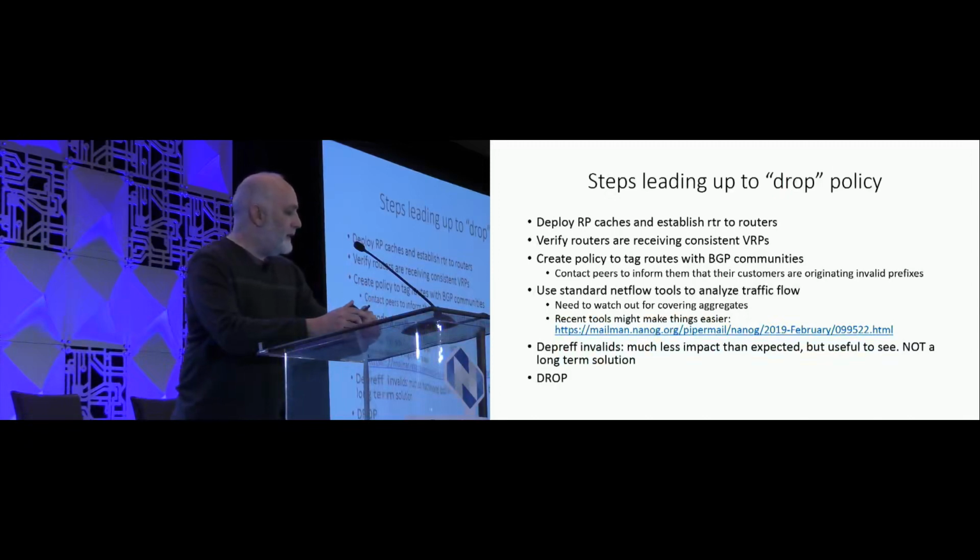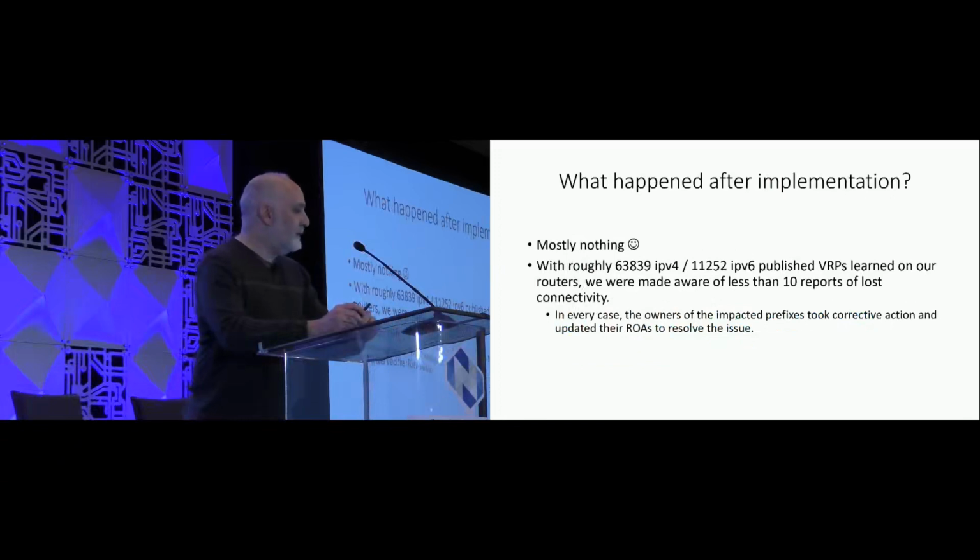We did take an additional step of depreffing those invalids. It had a little bit of impact to decrease some of the traffic and shift it away from those prefixes, but really a lot less than we expected. It's useful to play with and look at, but it's not a long-term solution. It doesn't work very well. And then the final step is to drop those routes coming in, which we did a couple weeks ago.